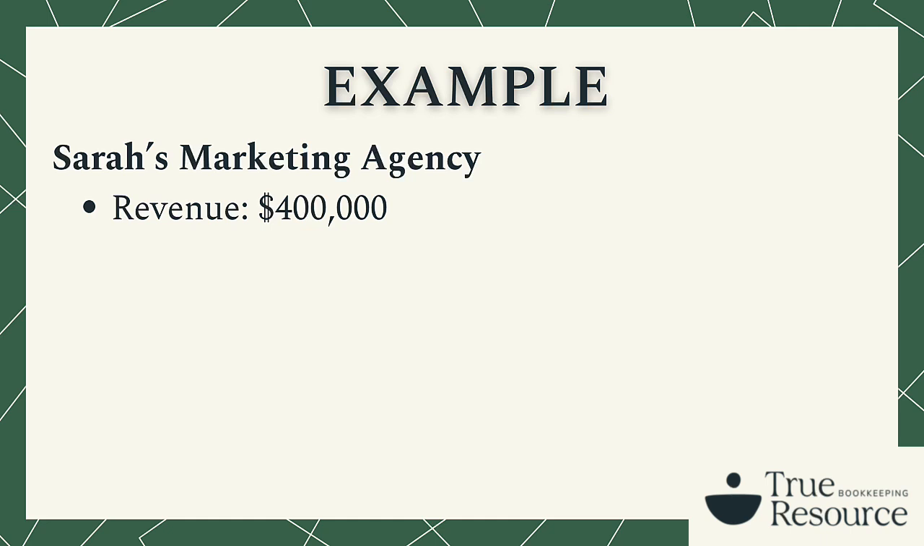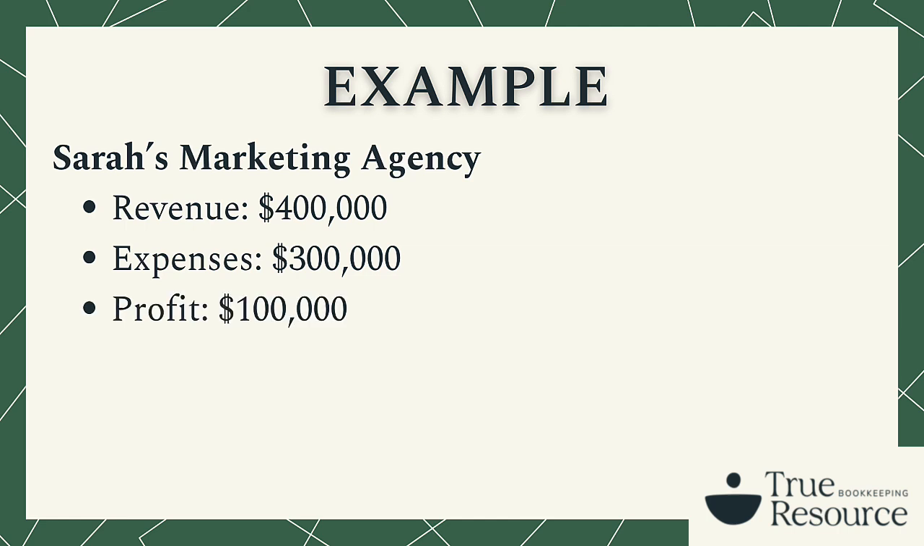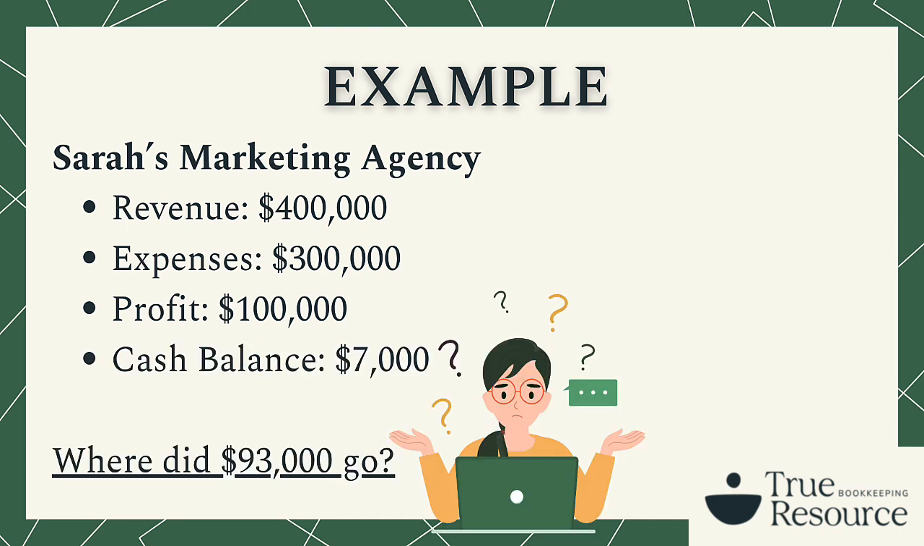So let me give you an example that might help you visualize this with actual numbers. Let's pretend that there is a marketing agency owner named Sarah. Sarah's business brought in $400,000 in revenue and $300,000 in business expenses went out this year. So her profit and loss will show that she had $100,000 in profit. But when she looks at her bank account at the end of the year, she only had $7,000. So where did the other $93,000 go?